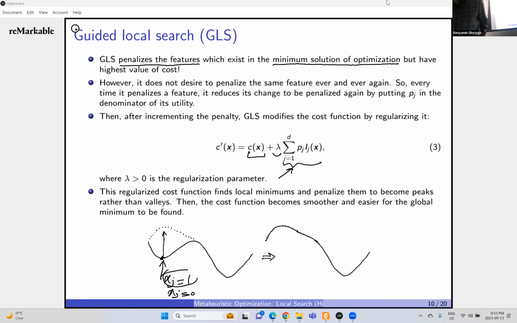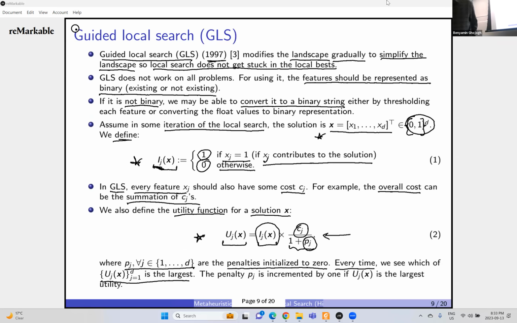And how do I define the penalty? In this way. I calculate the utility function, equation 2, for each of them. You calculate the utility for each of them, then find the largest utility.